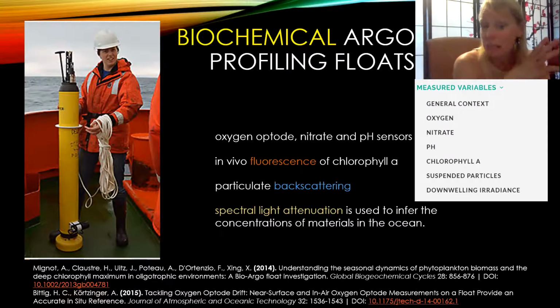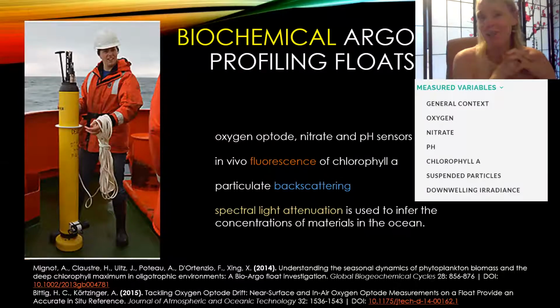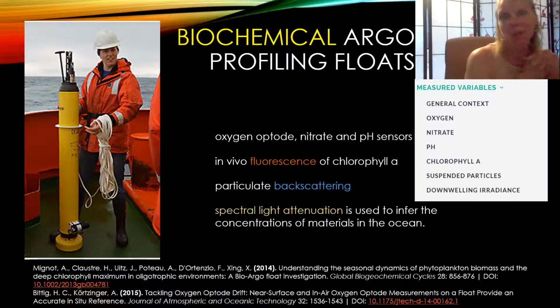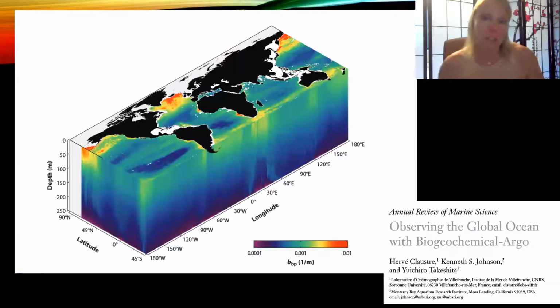And then spectral light attenuation. So even in the dark oceans, we can have some light. And as we look at how light spectrally changes with depth, we can actually infer things like pigments that are related to light, life, and other properties. So these are some of the sensors on the new and hopefully continuing biogeochemical Argo profiling floats.